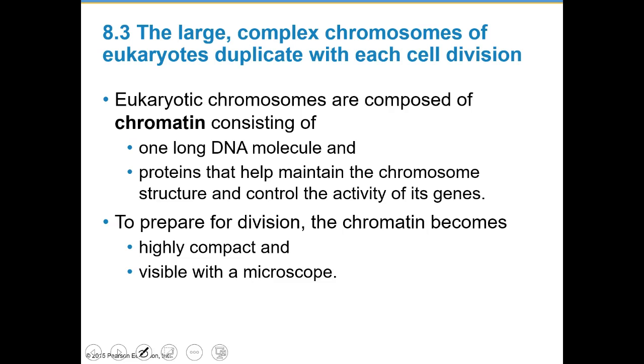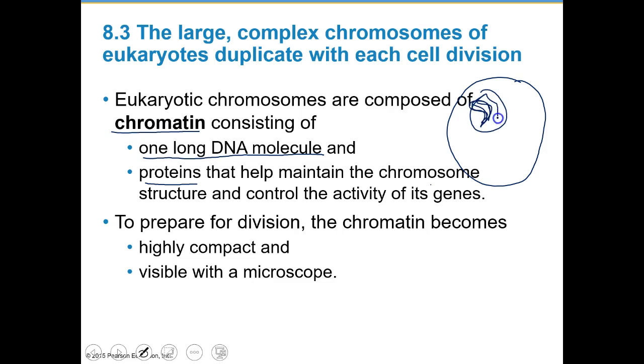Eukaryotic chromosomes are composed of chromatin. This is one long DNA molecule, and there are some proteins that help maintain that chromosome structure and control the activities of the genes. For me, I like to think of chromatin like, here's the cell, and here's our nucleus. It's before we ever get to anything, so it looks like spaghetti noodles, just all in the nucleus. So for me, chromatin looks like spaghetti noodles. Go with that.